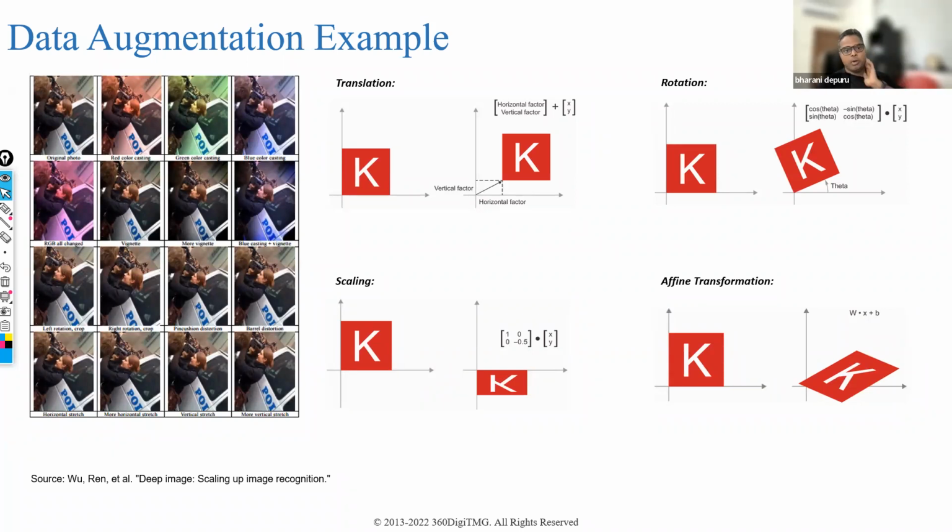So let us talk about data augmentation, which is usually associated with images. But even if you have regular columnar or tabular data, it would mean the same. Then you try to augment the data.